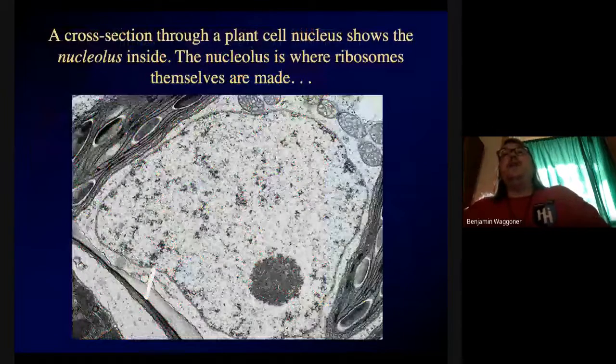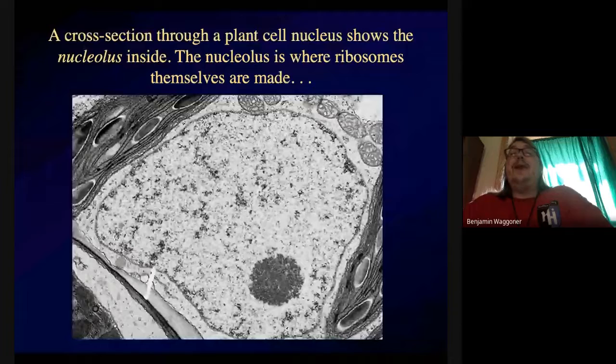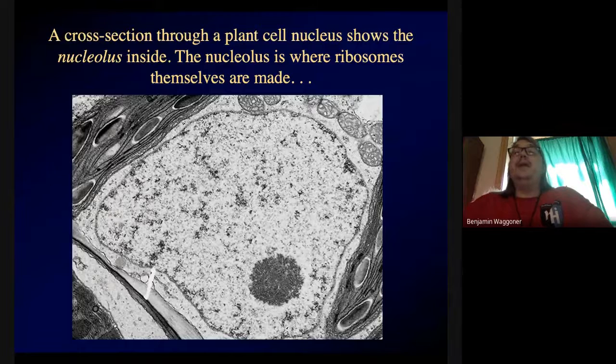This is a slice through a eukaryotic nucleus. It happens to be a plant cell, and most of what you're seeing is nucleus, and it's kind of light and grainy on the inside. And inside it, kind of down and a little bit to the right on this picture, there's a darker area called the nucleolus. The nucleolus happens to be the place where ribosomes themselves get made. The nucleolus is where that happens. Makes the nucleus look a little bit like a fried egg, with the nucleolus being the yolk.